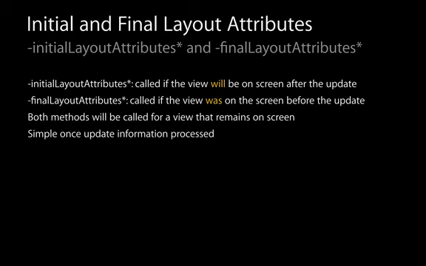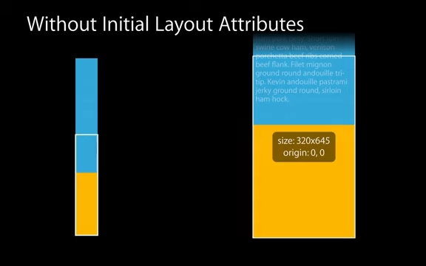So the solution is initial and final layout attributes. That function that I tried to do first is the final one that I needed to implement. And just a reminder, initial layout attributes is called if the view will be on the screen after the update. Final layout attributes is called if the view was on the screen before the update, and they're both going to be called for a view that remains on the screen. And I know you're not going to believe this until you see the code, but it's actually really simple once all the information has been processed. So let's look at some more animations before I let you see the code.